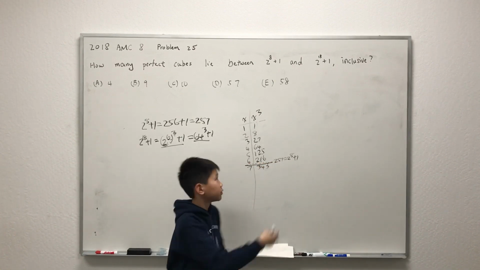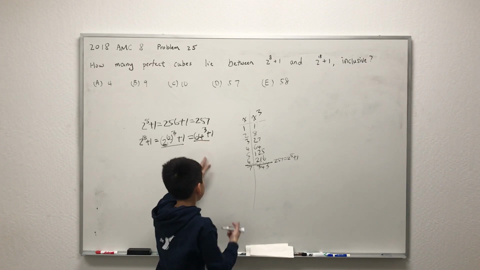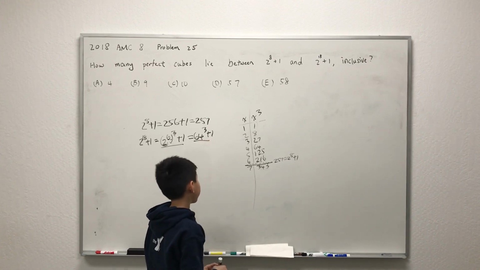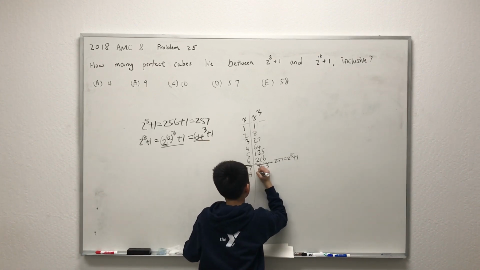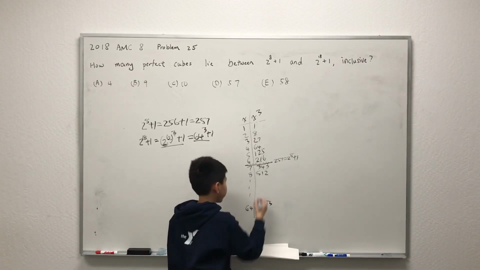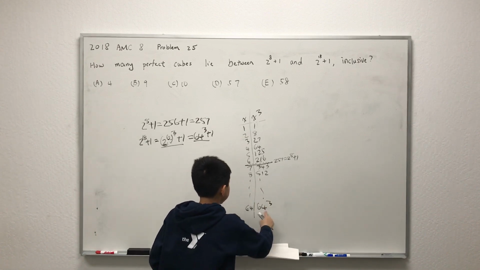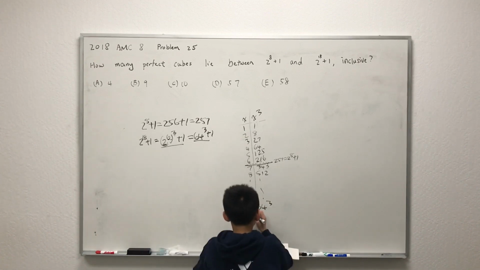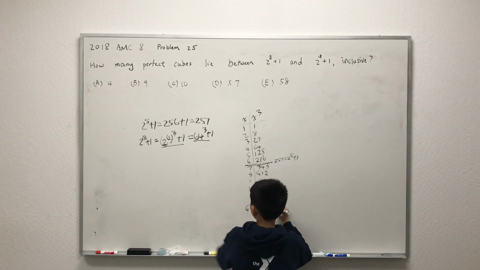Let's keep on going until we reach our upper boundary, which is 64 cubed plus 1. So we just keep on going all the way down to 64 and 64 cubed. So this is our upper boundary. It's going to be right here, just 1 above 64 cubed.